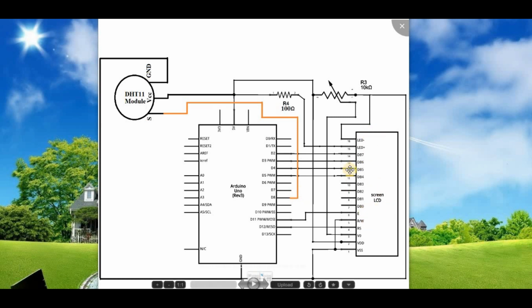Then connect this LCD according to this diagram. Here is the 100 ohm resistor. You can choose this resistor anywhere between 100 ohm and 1K. And here is the 10K potentiometer. You can also choose any value from 1K to 10K. So connect according to this circuit diagram.